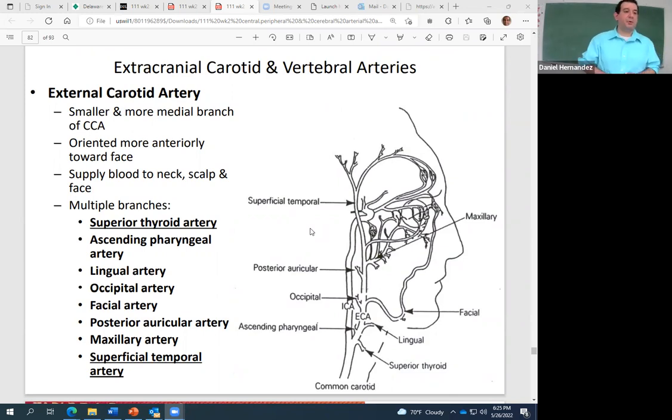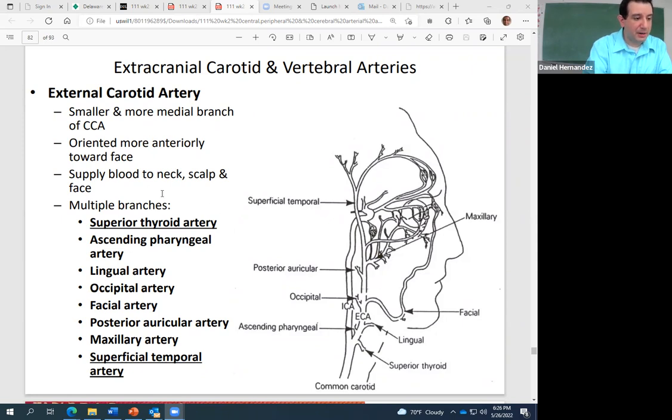It's oriented more anteriorly towards the face. Supplies blood to the neck, scalp, and face. And then this has multiple branches that we could see extracranial within the neck. So within the cervical neck, the ECA has multiple branches. Some of them are intracranial, some are extracranial.